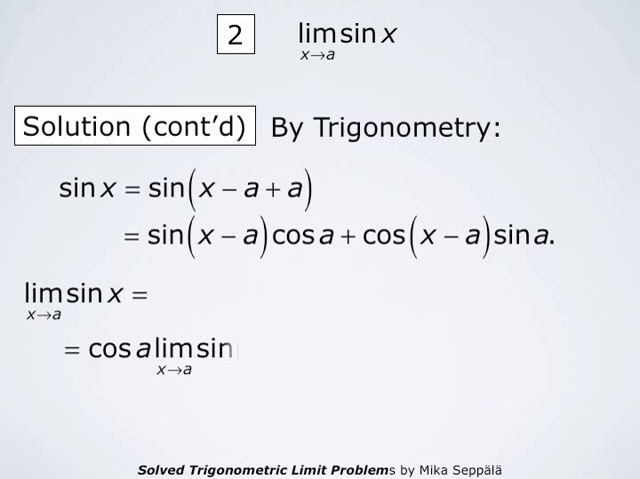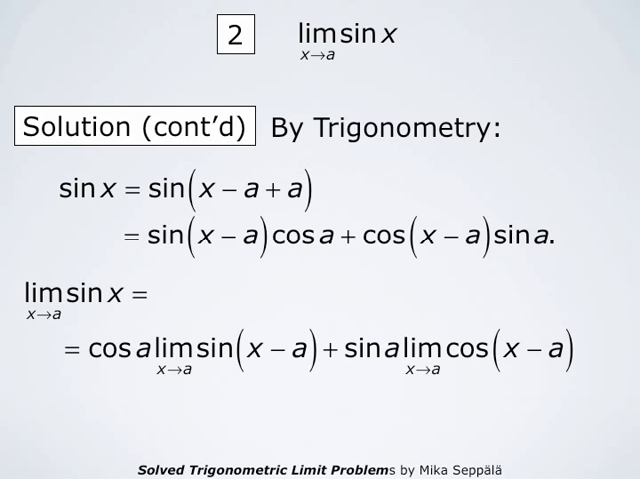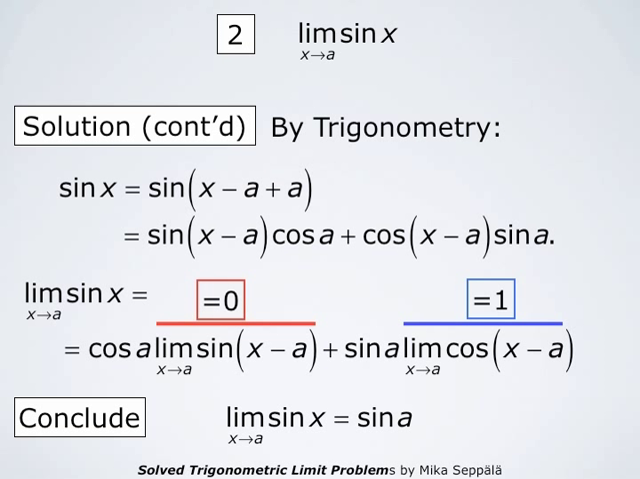And now by the properties of limits, this is the same as cosine of a times the limit as x approaches a of sine of x minus a, plus sine of a times the limit as x approaches a of cosine of x minus a. We already know by problem 1 that this first limit as x approaches a of sine of x minus a is 0, because as x approaches a, x minus a approaches 0. We also know that this second limit as x approaches a of cosine of x minus a is 1. Therefore, we conclude that the limit of sine of x as x approaches a is sine of a.